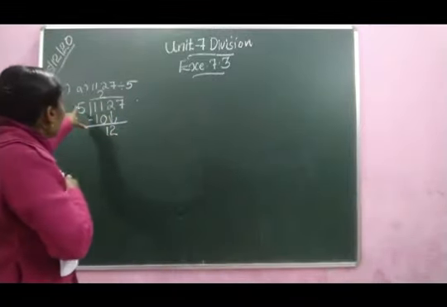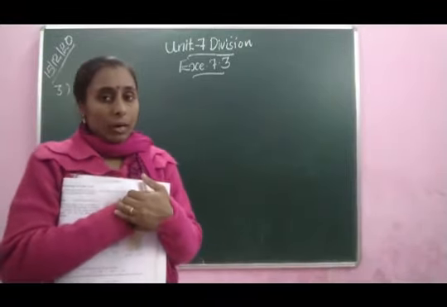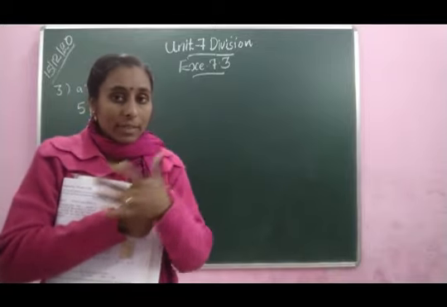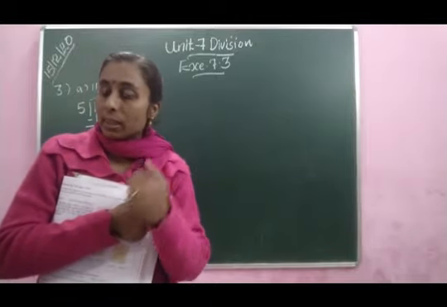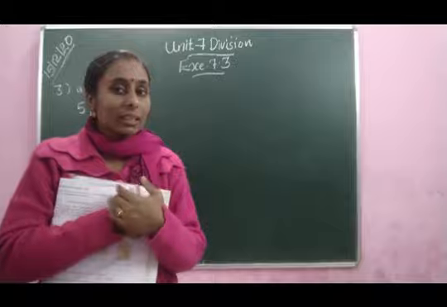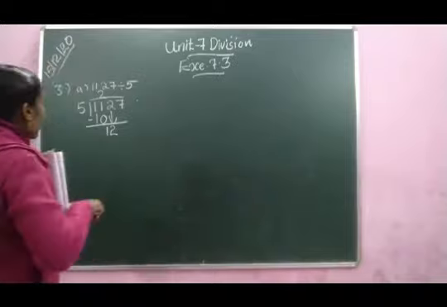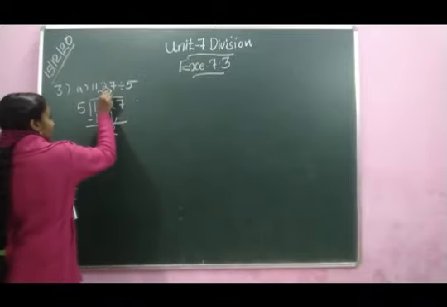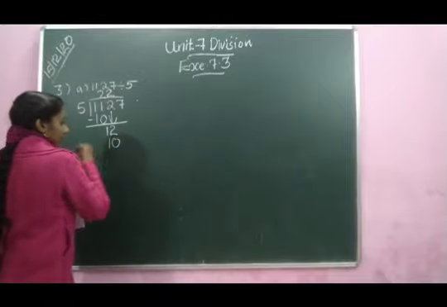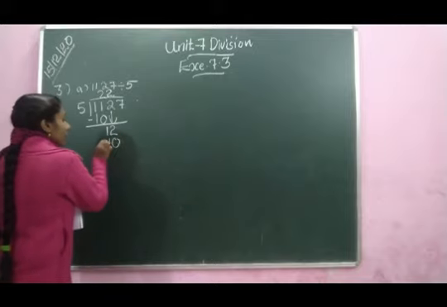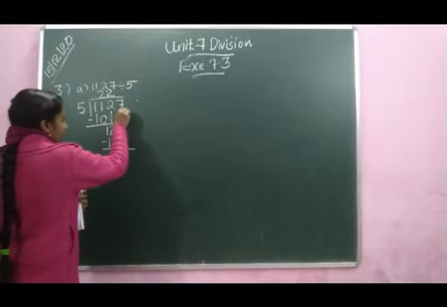Then, how many 5s are in 12? Or how many times can we deduct 5 from 12? 5 1s are 5, 5 2s are 10, 5 3s are 15. Can we deduct 3 times? No, we cannot take 3 times because it is only 12. So what number will we write here? 2 times. Then the next step, multiplication: 5 2s are 10. Then 12 minus 10, 2.